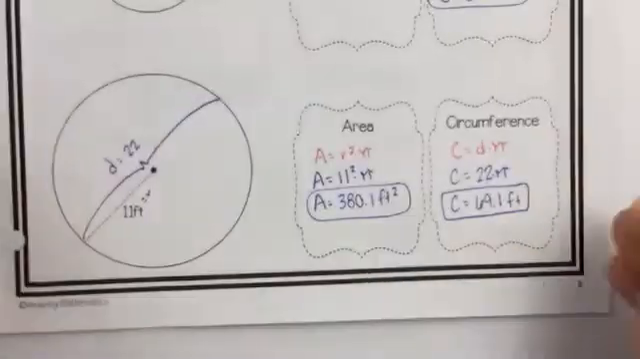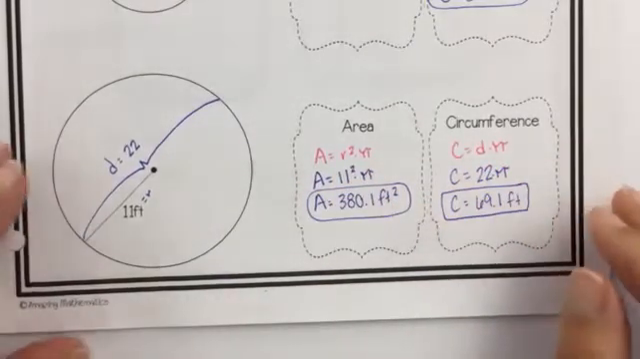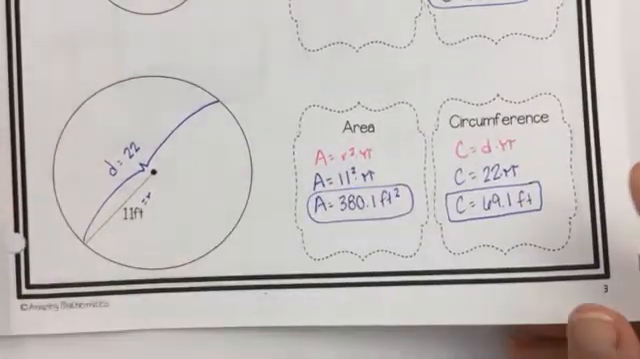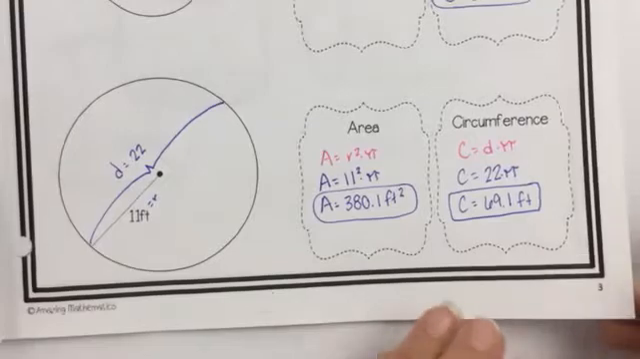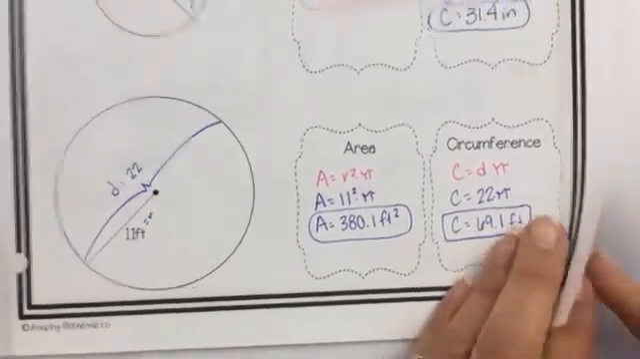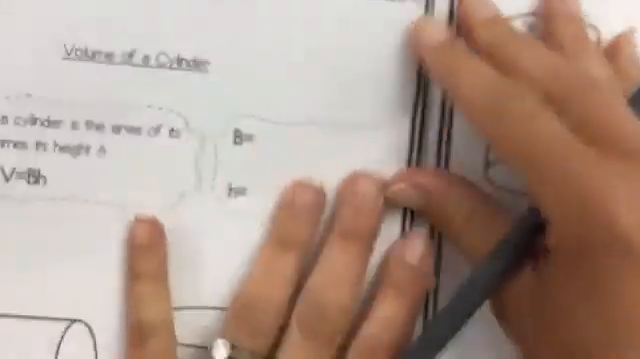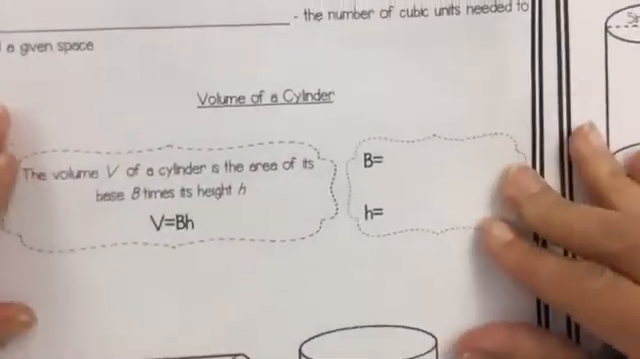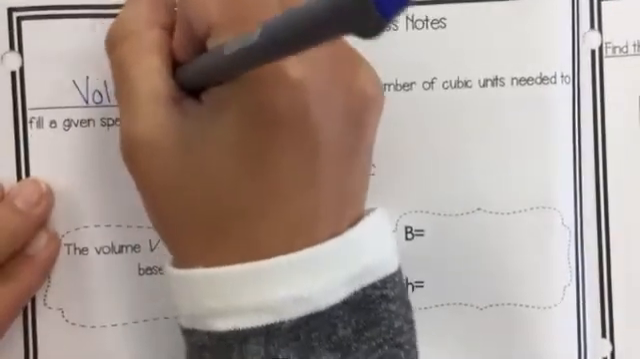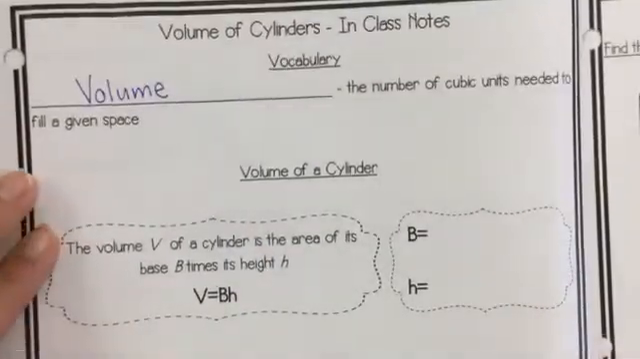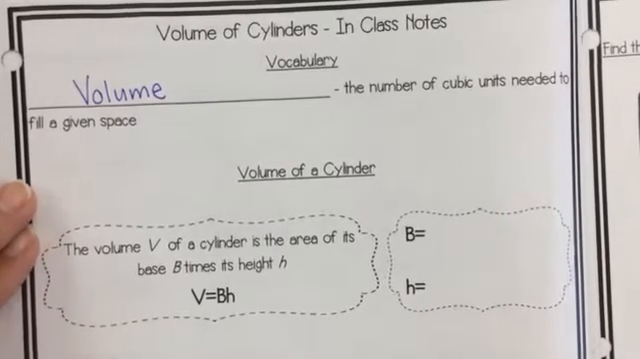Okay. So the reason that we review the area and circumference is because we're going to work with volume today. And in order to find the volume, you need to be able to find the area. And then to be able to do surface area, you need to know the circumference. Okay. So now we're moving on to volume. So volume measures how much something can hold. So our volume is our vocab. Volume is the number of cubic units needed to fill a given space.